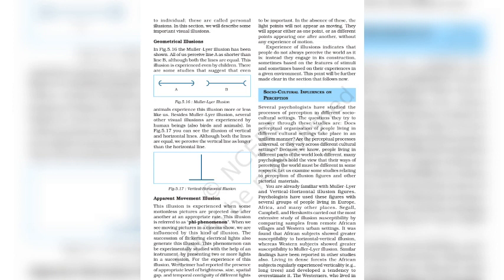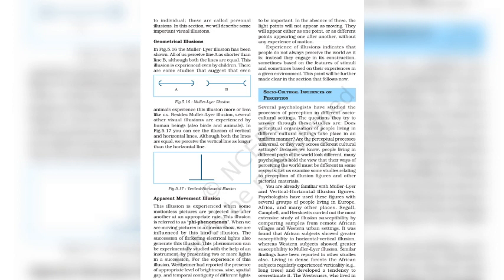Segall, Campbell, and Herskovits carried out the most extensive study of illusion susceptibility by comparing samples from remote African villages and Western urban settings. It was found that African subjects showed greater susceptibility to the horizontal vertical illusion, whereas Western subjects showed greater susceptibility to the Muller-Lyer illusion. Similar findings have been reported in other studies also.